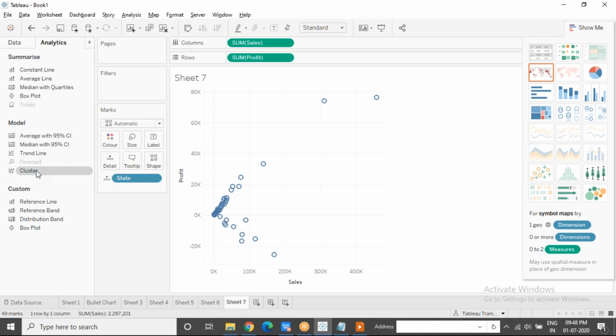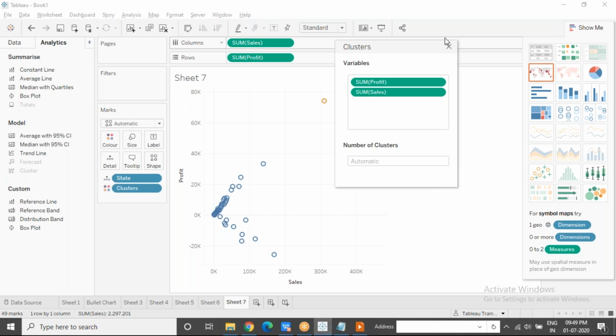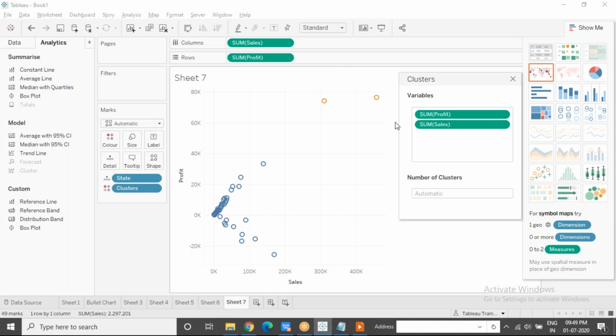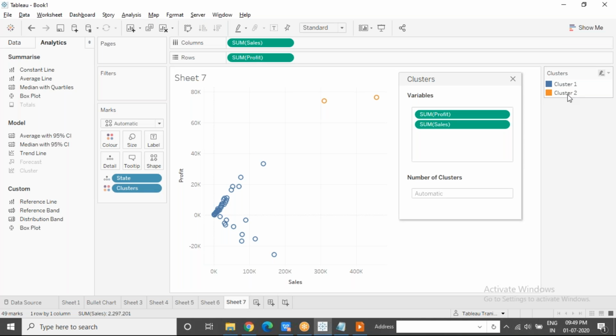Okay, so when you start dragging cluster towards your graph, you will get a pop-up to create clusters. And when you take the mouse pointer on the graph there, the graph turns pink. When you leave it there, the cluster will get formed. Tableau will automatically segregate your data into different clusters. So what did it do? These two data points, it has put in one cluster, cluster 2, and all these data points which are very close to each other have gone into another cluster, cluster 1.